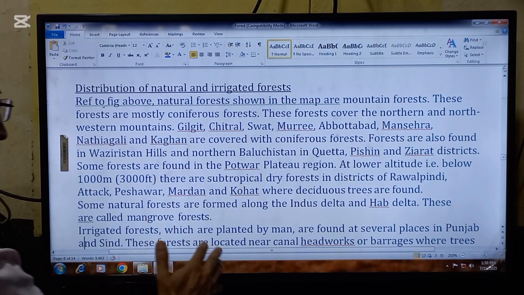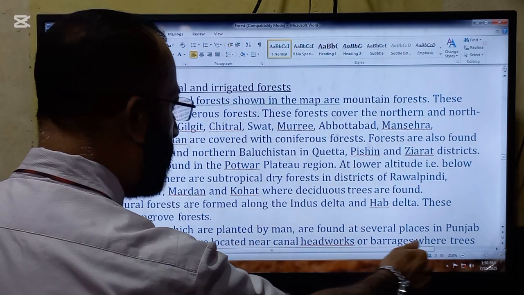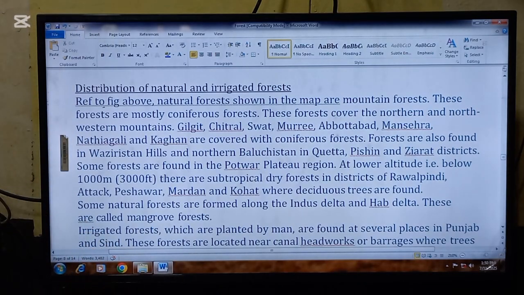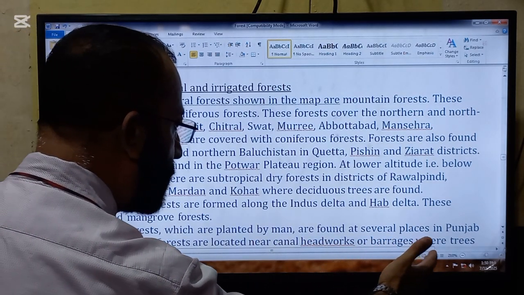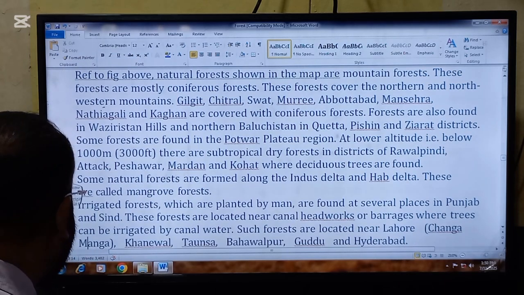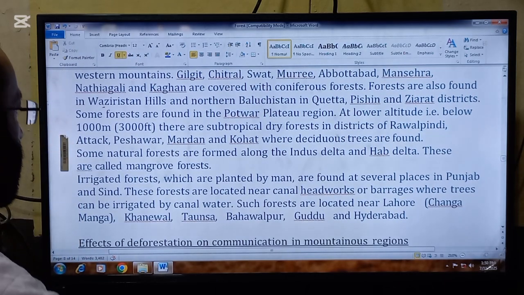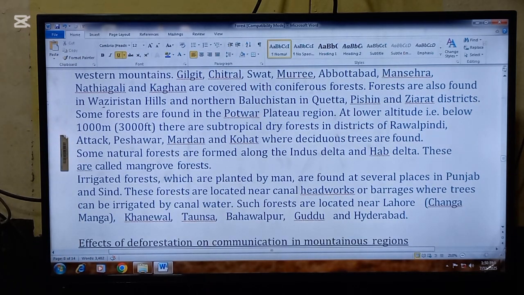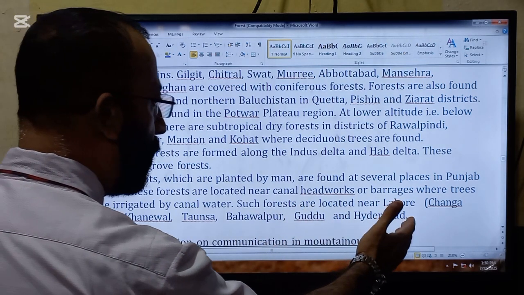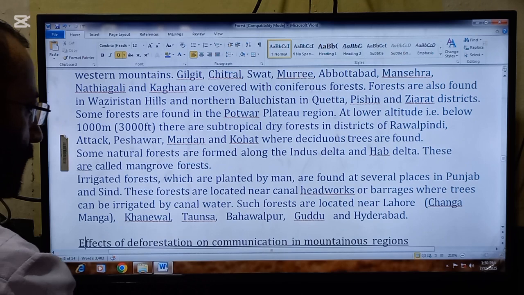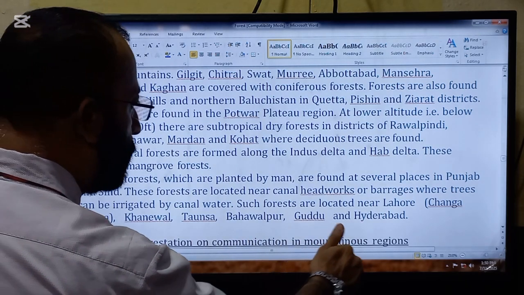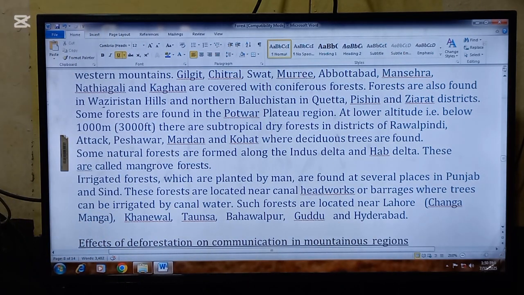Irrigated forests which are planted by man are found at several places in Punjab and Sindh. These forests are located near canal headworks or barrages where trees can be irrigated by canal water. Such forests are located near Lahore, Changa Manga, Khanewal, Taunsa, Bahawalpur, Guddu, and Hyderabad.